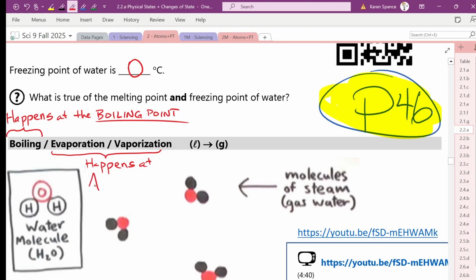But it's like faster and slower. Exactly. So the closer you get to the boiling point, the faster it's going to evaporate. So that's why a puddle on a hot day will disappear faster than a puddle on a cold day.